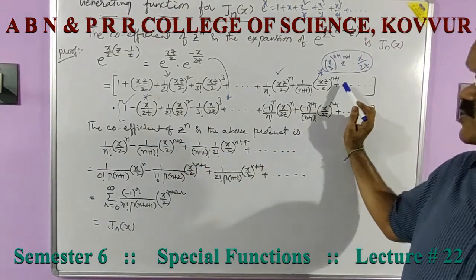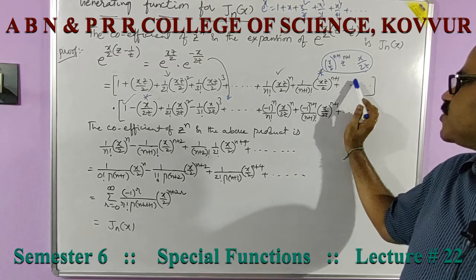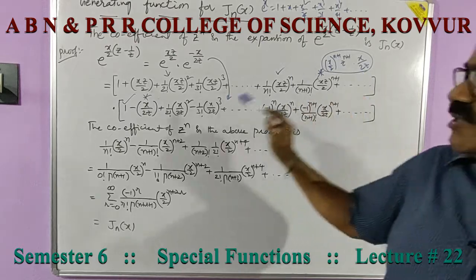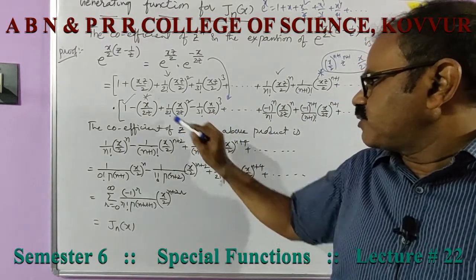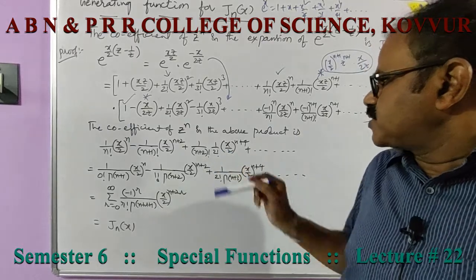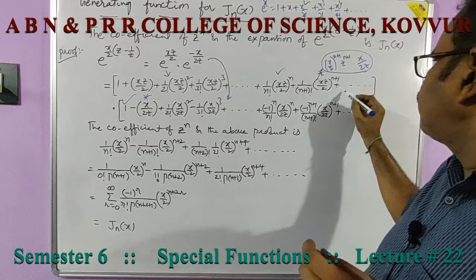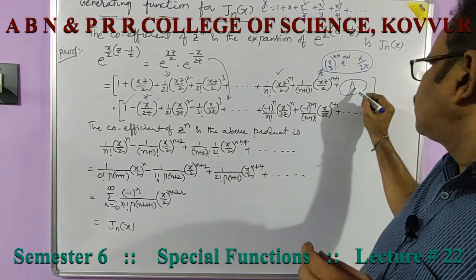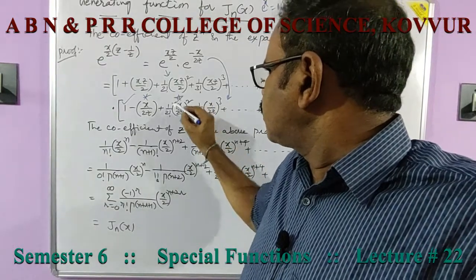Similarly, in the next term, that is 1 by n plus 2 factorial xz by 2 power n plus 2, multiplying it with this, we get plus 1 by n plus 2 factorial, 1 by 2 factorial x by 2 power n plus 4. Here you will have one term, that one into this one.